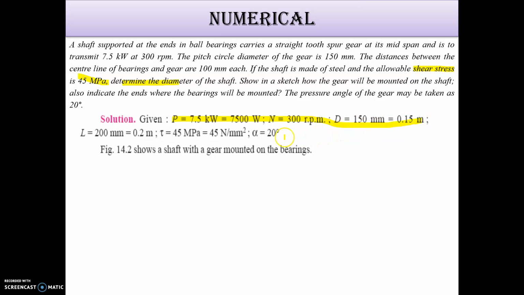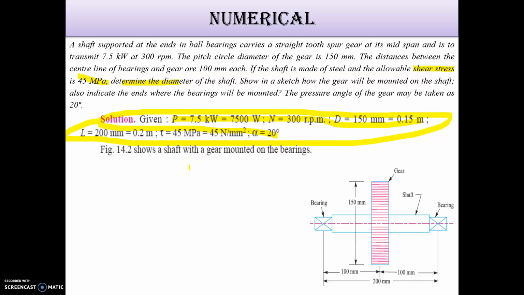So let's see the given data. I have written down this given data here. Okay, so all given data is written here. Now a figure is shown here. This is the figure. This is the bearing. The distance between the two bearings is 200 mm. The gear is in the middle, and 100 mm each from this to this, so the total distance is 200 mm. The pitch circle diameter of the gear is 150 mm. This is the shaft and this is the gear, as shown here.